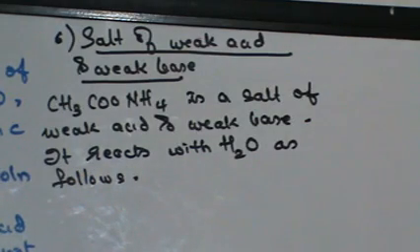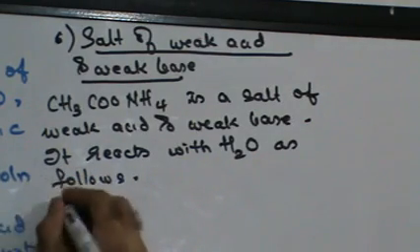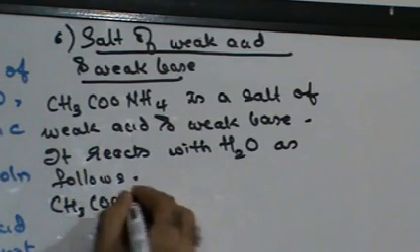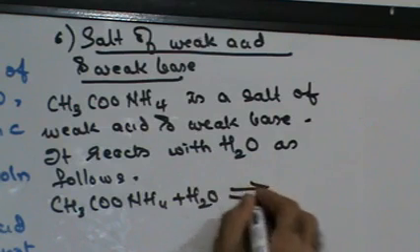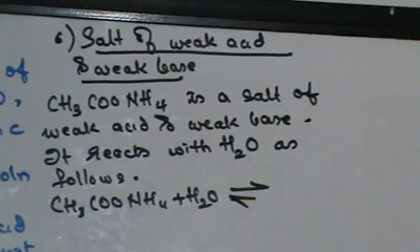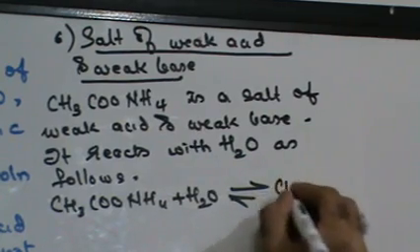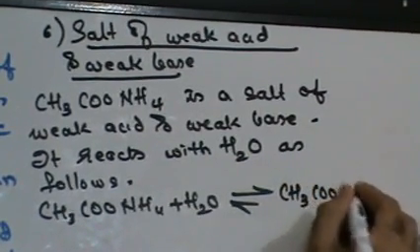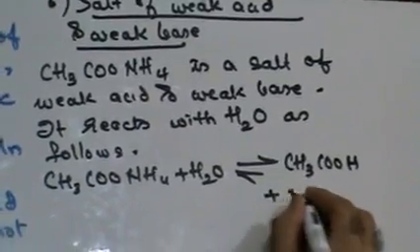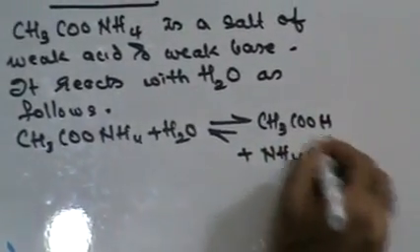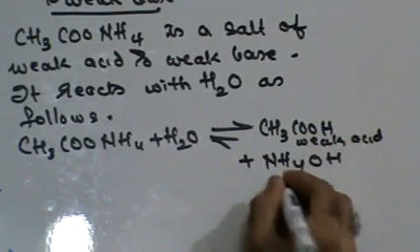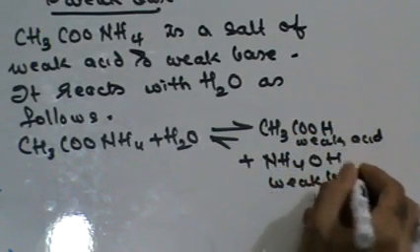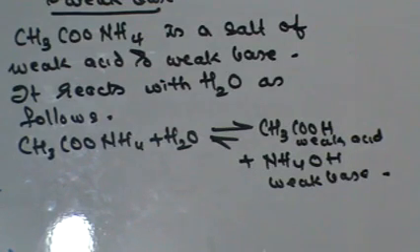So I can therefore say that ammonium acetate, CH3COONH4, reacts with water to give you acetic acid, that is CH3COOH, plus ammonium hydroxide NH4OH. This is your weak acid and this is your weak base. Right?